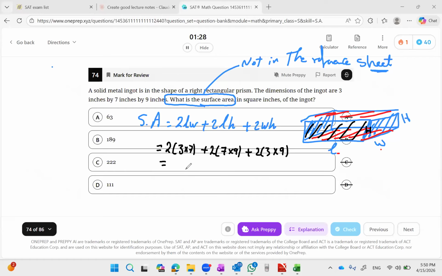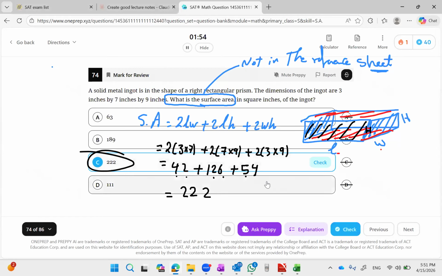By using my calculator, 21 by 2 is 42. I wish I'm not doing wrong. 7 by 9, 63 by 2, 126. 3 by 9, 27 by 2, 54. I wish I'm not making a mistake. Adding them up, 222. I wish I'm not making mistakes in calculation, but sometimes I need to do calculations here.